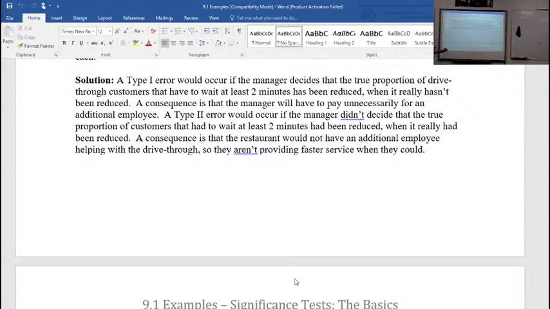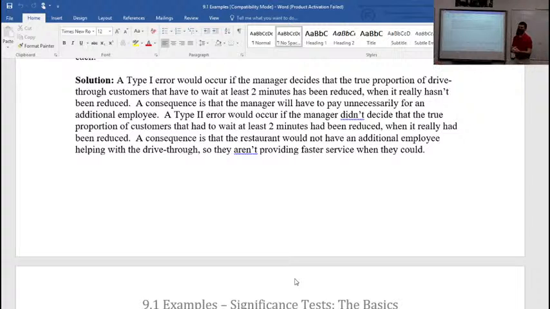Type 2 would be failing to reject incorrectly. So type 2 is failing to reject when we were supposed to reject. We're supposed to conclude the alternative, but our sample leads us to fail to reject our null hypothesis, when in reality, our parameter has actually changed. So failing to reject when we were supposed to reject.